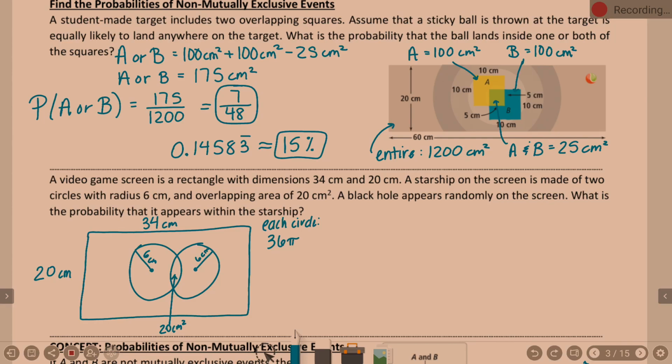Could you multiply into a decimal? You could. But it's just going to make your answer less accurate in the end. So we're just going to say that each circle has an area of 36 pi. Hold that thought. And then what other area? We already have the overlapping area. A circle is 36 pi, and we need to know the rectangle's area, the entire area. It's 20 times 34, which is 680 square centimeters. I guess all of these are square centimeters.